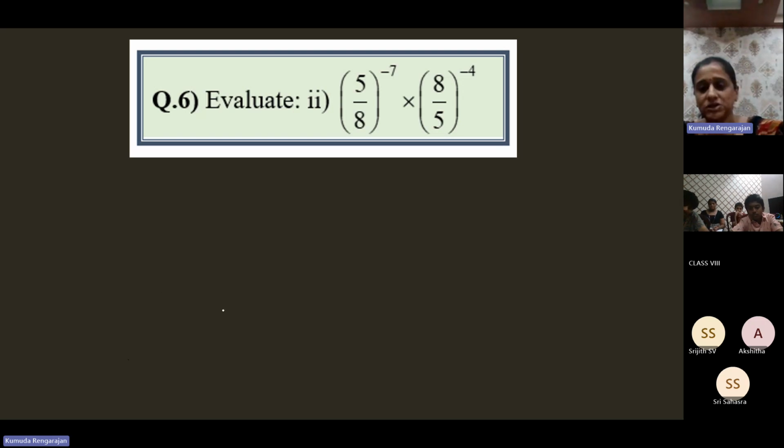Now it's multiplication. The two terms are connected by the multiplication sign. And we know when bases are same, and it's multiplication, we can add the powers. But here the bases are not the same. But you can make them the same because 5 by 8, 8 by 5, they are reciprocals of one another. See, if the bases were 3 by 5 and 7 by 8, nothing can be done. They are different bases. So you cannot do anything with them. But here they are reciprocals of one another.